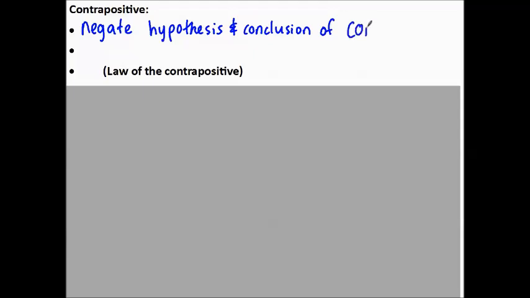The contrapositive means that we negate, so using negative again, negate the hypothesis and the conclusion, kind of like we did in the inverse, but this time we're doing it of the converse. So what does that mean for what the order looks like? It's flipped and negated. So negated, not the Q will come first, then the P.